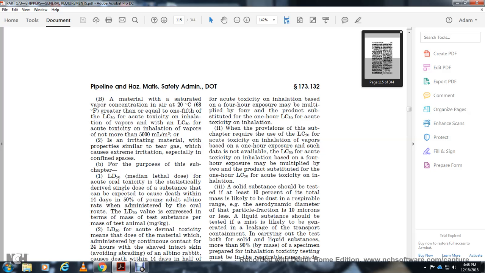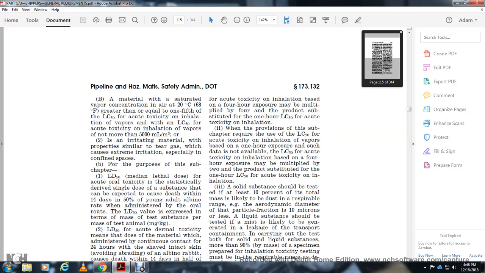The acute toxicity of inhalation measured for a 4 hour exposure is multiplied by 4 for the product, substituting for the 1 hour LC50 for acute toxicity of inhalation. When the provision is required for the use of the LC50 for acute toxicity of inhalation vapor based on a 1 hour exposure, but it is not available, the LC50 for acute toxicity inhalation based on the 4 hour exposure must be multiplied by 2 or more, substituting for the 1 hour LC50.